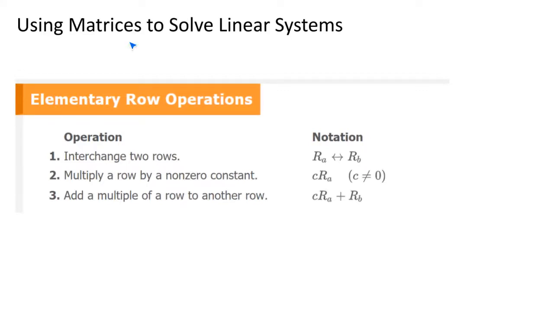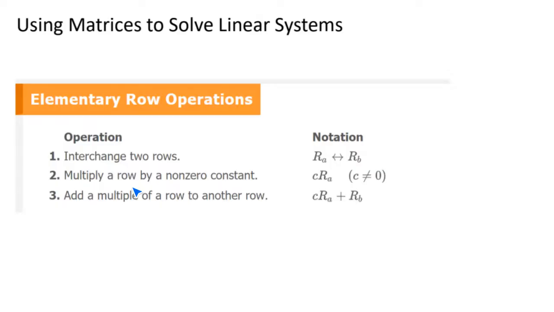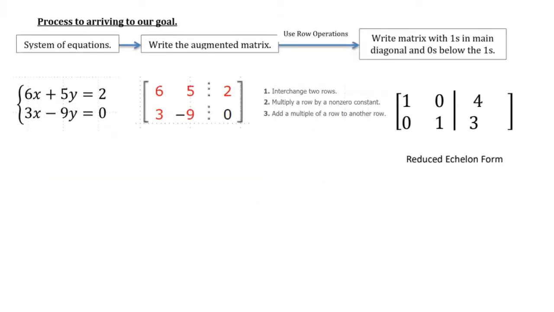If you want to use matrices to solve a system, then there's three operations that we're going to use. One is interchange, so you just switch two rows. The second one is you can multiply any row by any non-zero constant. And then the third one is that you can add any two rows together. Okay, so let me walk you through some of those.